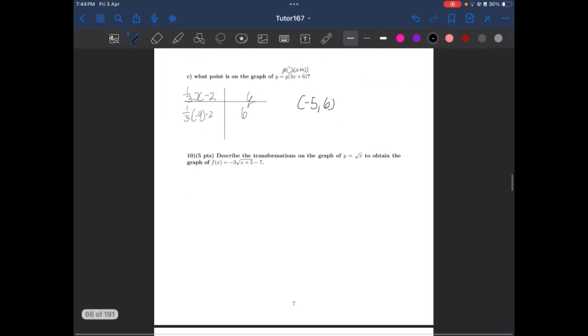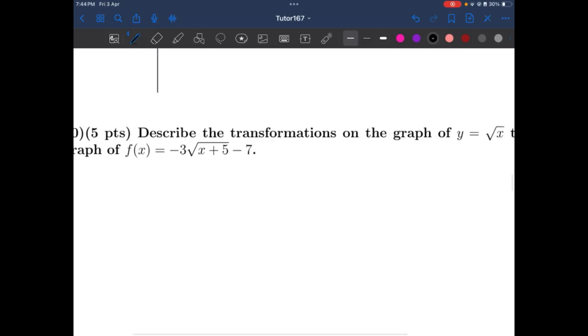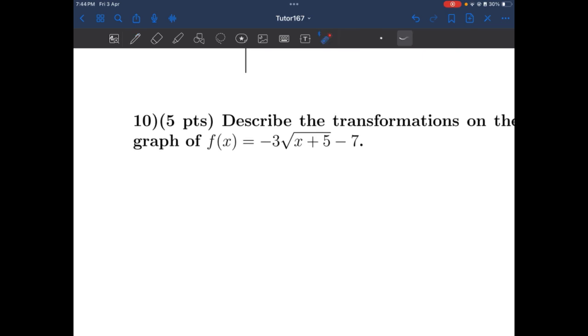And those are answers. Okay, now describe the transformations on the graph of y equals square root of x to obtain the graph of that, right? So you have to be really familiar with your transformations. So this 5 is affecting the x value. Remember, we wouldn't be adding 5 to our x values. We would be subtracting 5 from our x values. And when we're subtracting from our x values, the graph is going to the left. So we're shifting left 5 units. Shift left 5.